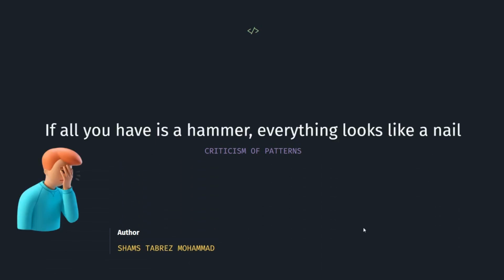Criticism of patterns: if you have a hammer, everything looks like a nail to you. Some may argue that using design patterns too much is like having a hammer, so everything looks like a nail. The key to using design patterns is to use them judiciously and not force a pattern if it does not fit the problem at hand. You should think of design patterns as guidelines, rather than rigid rules.